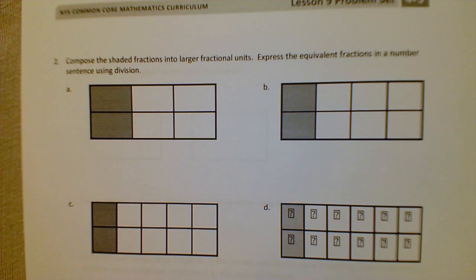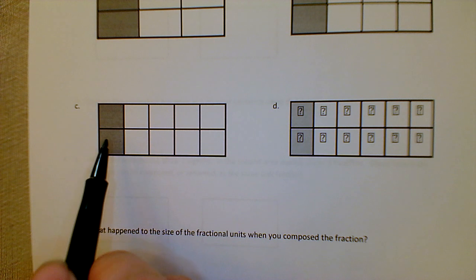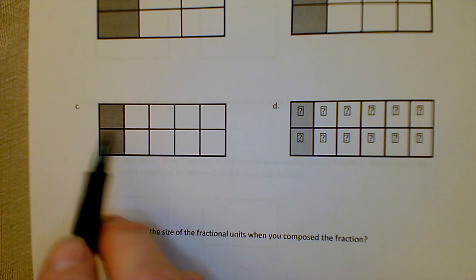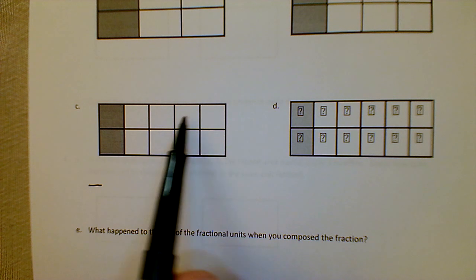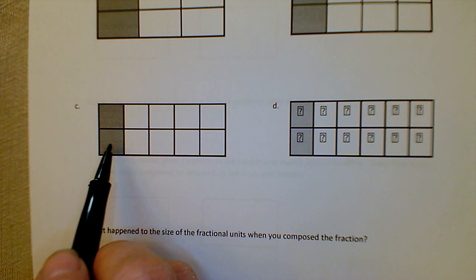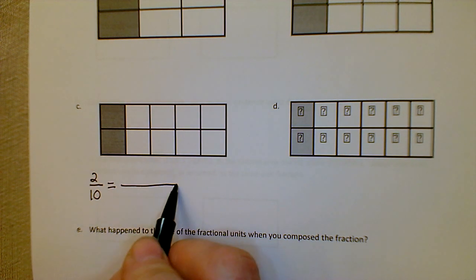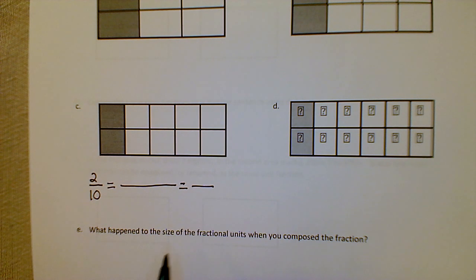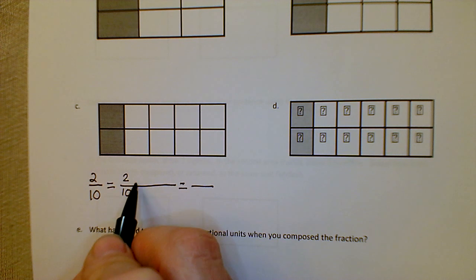So if I'm taking a look at C, remember the first thing that I'm going to do is figure out what is my original equation for this one. My denominator is going to be the number of pieces that the whole thing was split up into, the number of parts or units. 1, 2, 3, 4, 5, 6, 7, 8, 9, 10. And my numerator is going to be 2, because that's the number of pieces that I started out with, that are shaded. All right, so now for this one, I'm starting with 2/10.